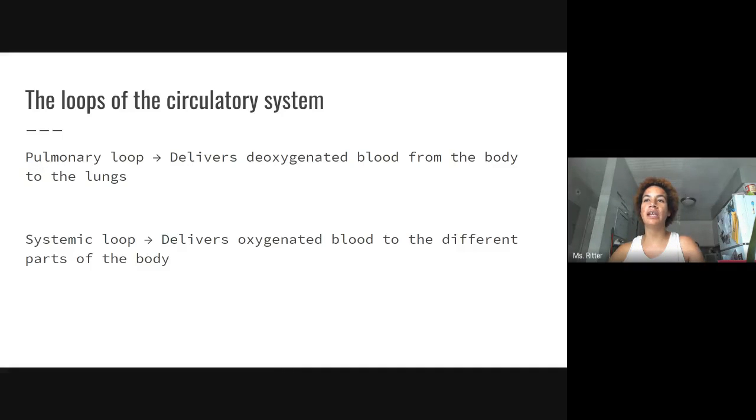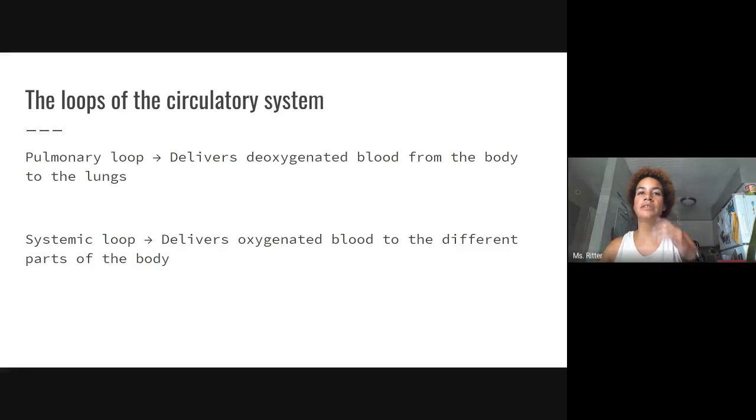So the deoxygenated blood is coming back from the body. It's been depleted of its oxygen. It's done all the delivering it could. And now it comes back to the heart, and it now needs to move to the lungs to get reoxygenated. So that pulmonary loop is going to be there. And then we have a systemic loop, and that systemic loop is delivering oxygenated blood to the different parts of the body.